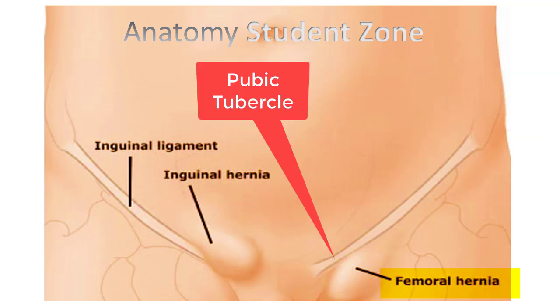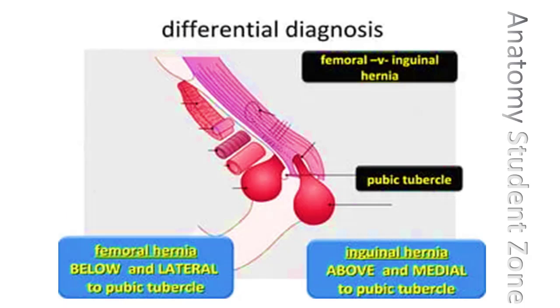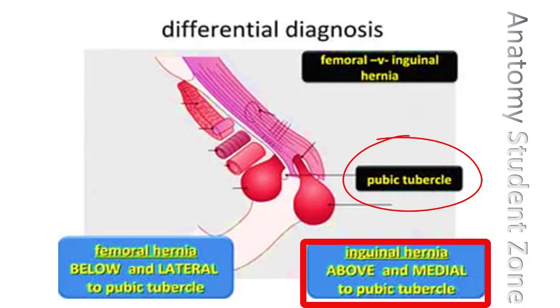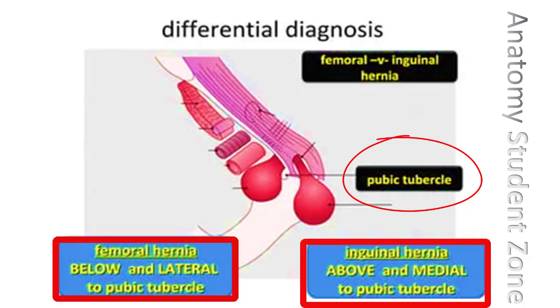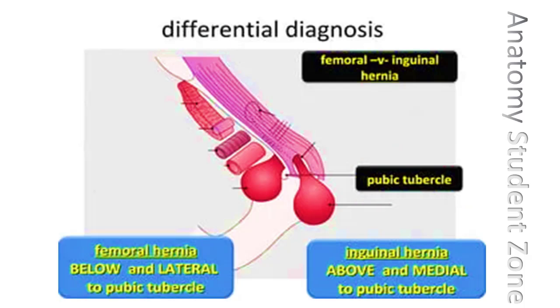On this basis, we distinguish the femoral hernia from the inguinal hernia, because inguinal hernias are above and medial to the pubic tubercle, while femoral hernias are below and lateral to the pubic tubercle. Although femoral hernias account for just 2 to 4% of hernias, they are less common than inguinal, which are more common. But femoral hernias are more common in females. The reason I told you initially is the wider canal and wider pelvis.